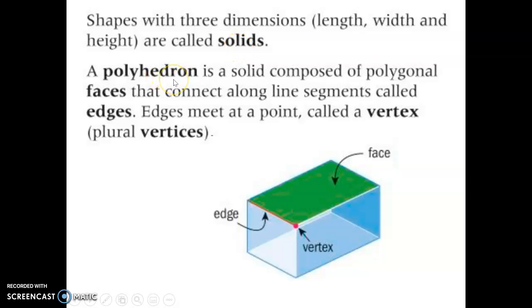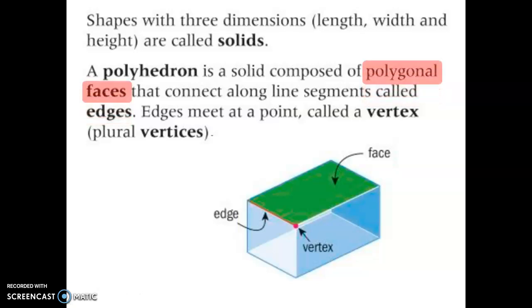A polyhedron, we're going to recap again here, is a solid composed of polygonal faces, we just said, that connect along line segments called edges. You can see edges here. Okay, edges meet at a point called a vertex. And plural for vertex is vertices. So this is a polyhedron. You can see there are many faces, and each of the faces of this 3D solid is a polygon, or a shape that has angles and vertices. So that is what a polyhedron is.